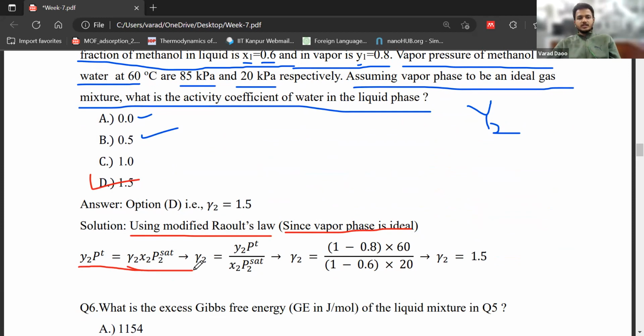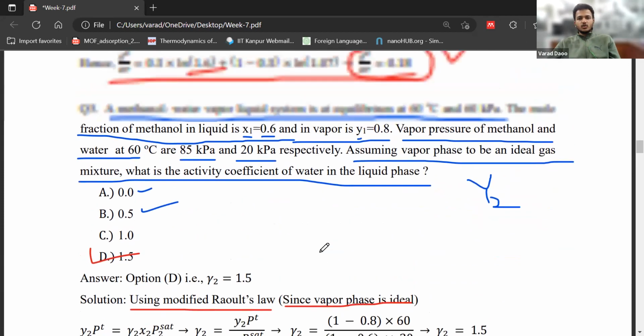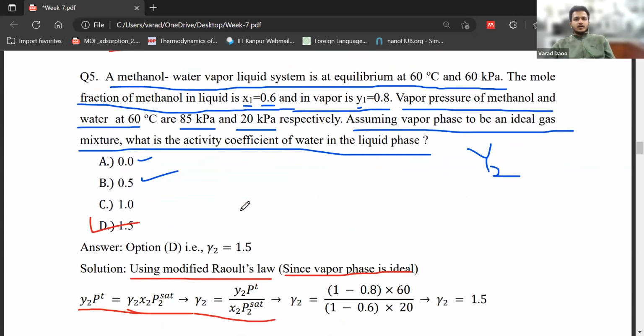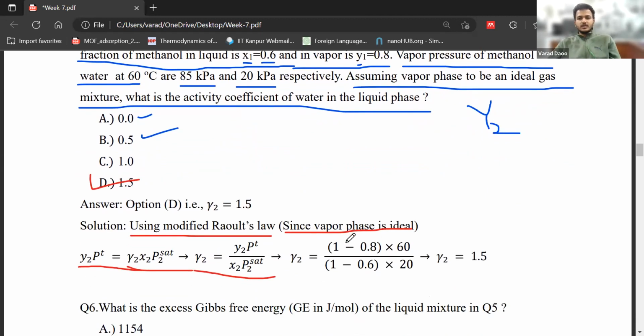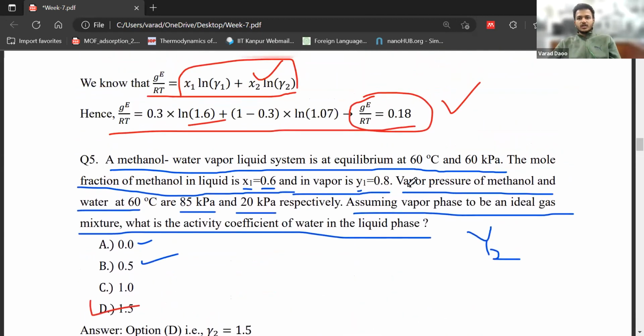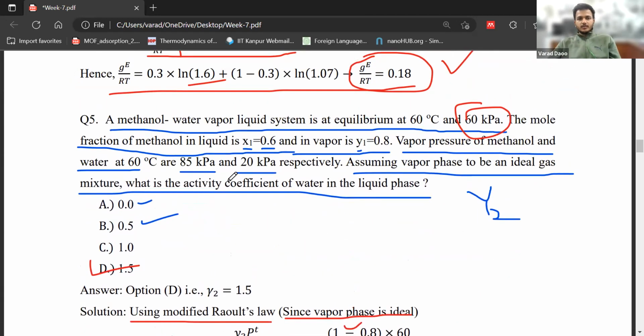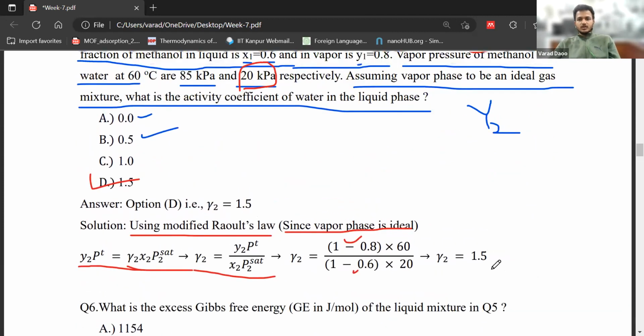And what we need is gamma 2. So we rearrange, we get gamma 2 equals y2 PT divided by x2 P2 sat, and we put in the known values. x1 has been given and y1 has been given. As it is a binary component, we can write x2 as 1 minus x1 and y2 as 1 minus y1. We already know the total pressure, which has been given as 60 kPa, and P2 sat has been given as 20 kPa. So we put the values into this expression and we get gamma 2 as 1.5. Hence the answer is option D.